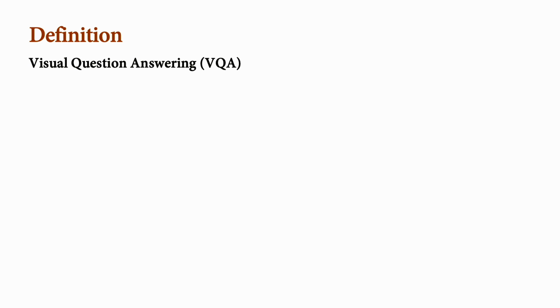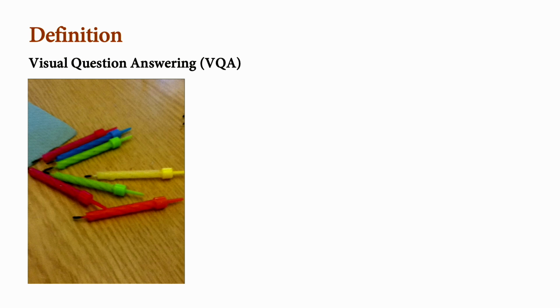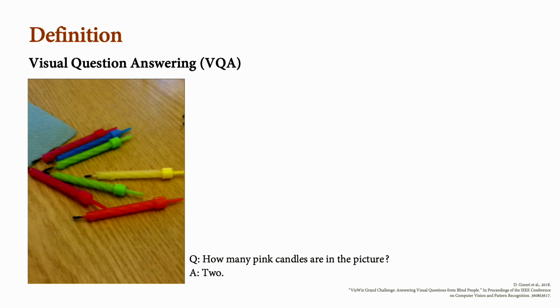Before we get started, I just want to briefly introduce the terminology of visual question answering, VQA for short, for those of you who might not be familiar with the term. So, given an image and a question about the image, in this case, how many pink candles are in the picture, a human or an algorithm looks at the image and provides an answer too.